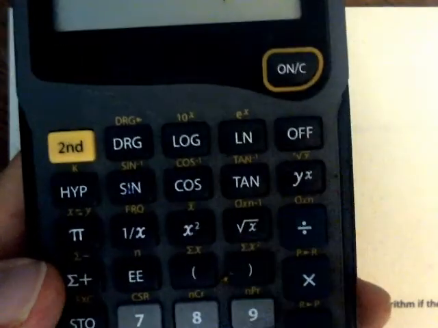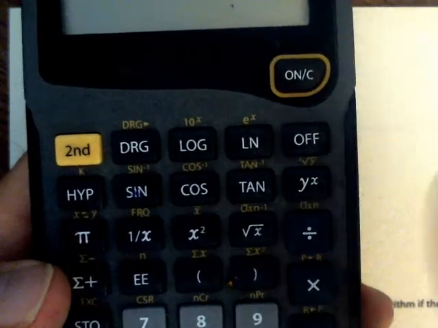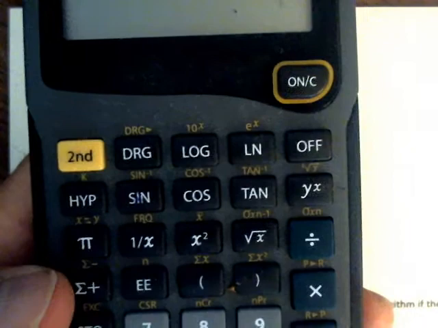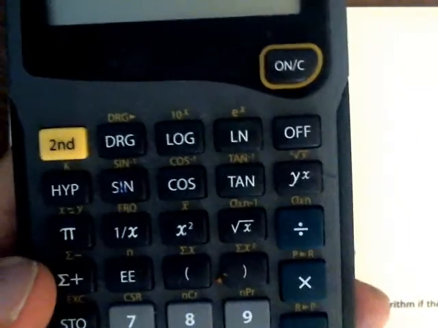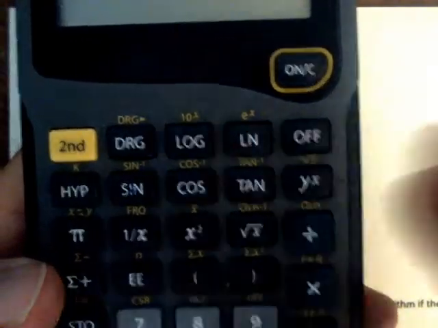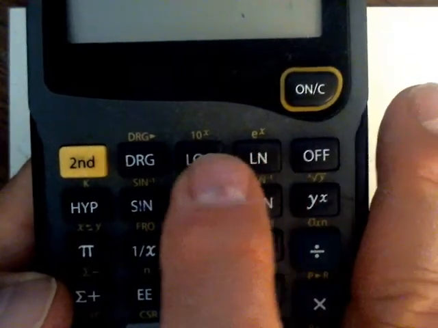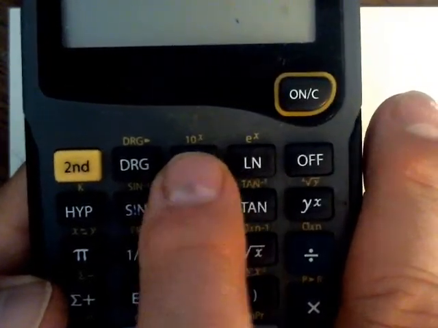Now, we do other bases. There's 2 to the x, 3 to the x. There's all kinds. We will look at other ways to handle those at another time. But for right now, on your calculator, you're defaulted at base 10 for the common logarithm, base e for the natural logarithm.